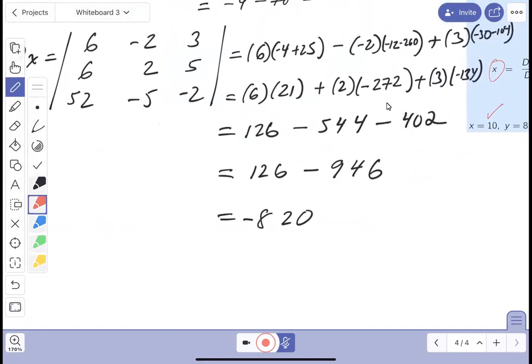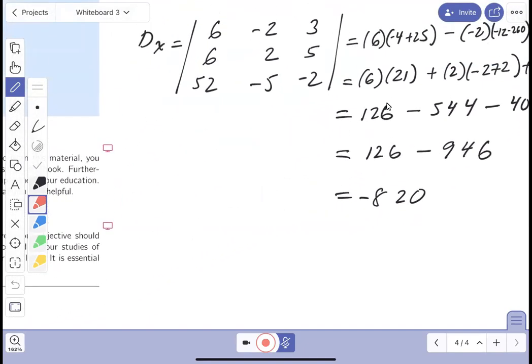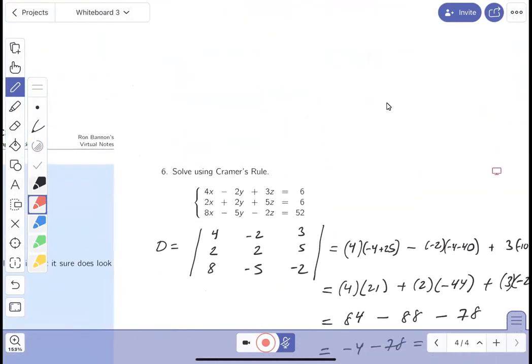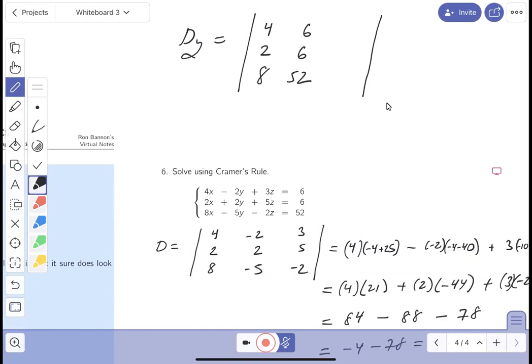Let's do dy now. It's tough. I'm not saying it's going to be easy for you. I'm going to do it. Maybe I'll do it over here. Lose track of things, right? What's a column of x's? 4, 2, 8. The column of y's now is going to be those constants, which are 6, 6, 52. The column of z's is 3, 5, minus 2.